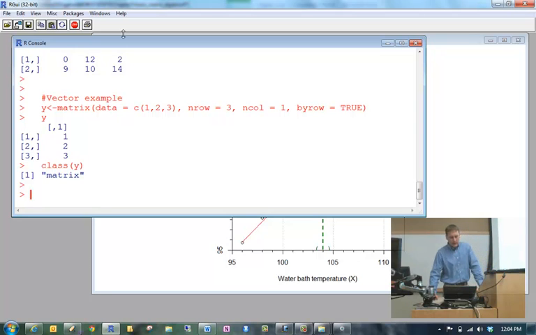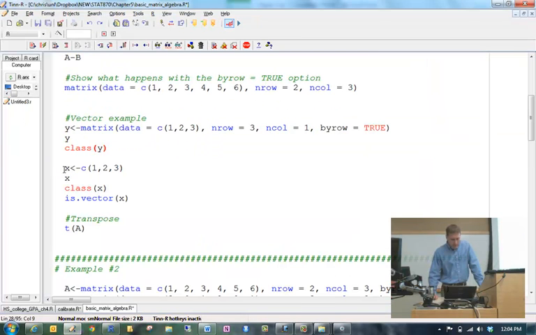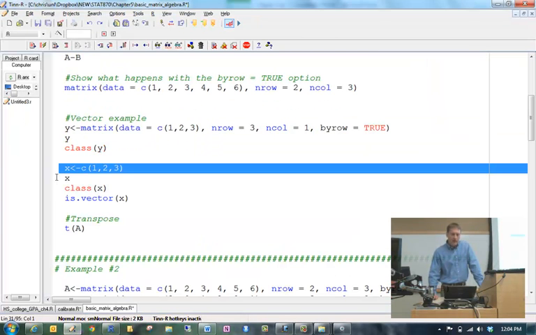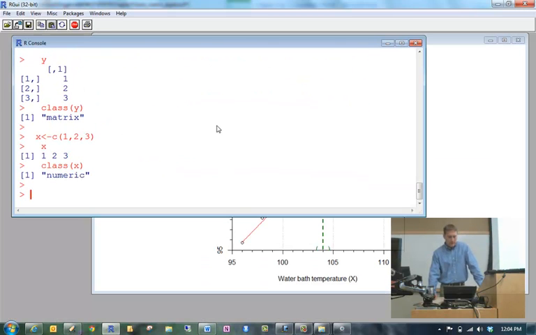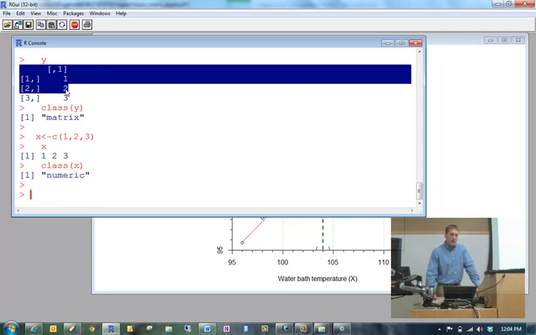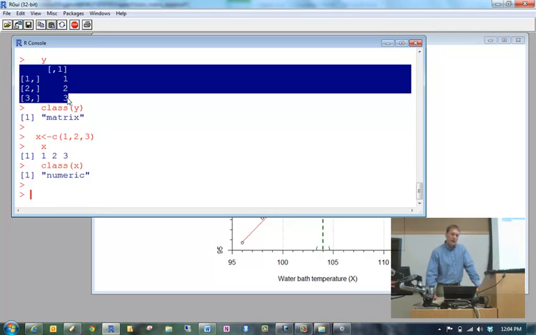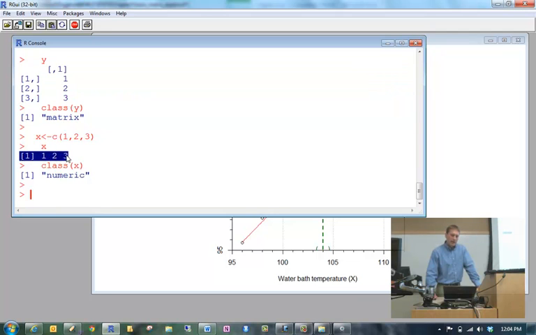But the reason why I bring this up is this. Suppose I do this instead. X gets c(1, 2, 3). Remember, I've been previously calling this a vector. Let's see what happens. Notice the differences here. You can see the columns, you can see the rows as R gives them. But now, by just simply using the c function, you just see basically a set of numbers. Well, this is because, notice the class here. It doesn't say matrix, it says numeric.